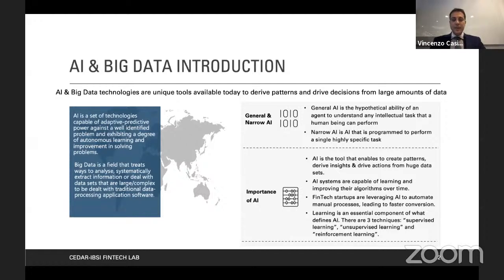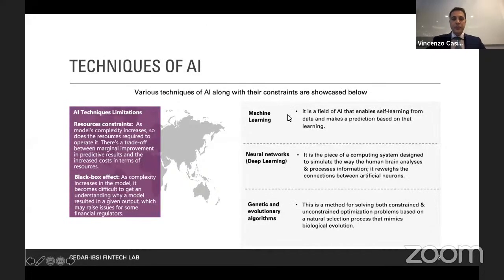So this is, in a nutshell, what AI is, just to introduce the concept. So moving forward into the techniques of AI. There are no exact definitions on how perfectly you can cluster the different AI techniques available on the market. Anyways, I attempted to classify them into three major blocks.